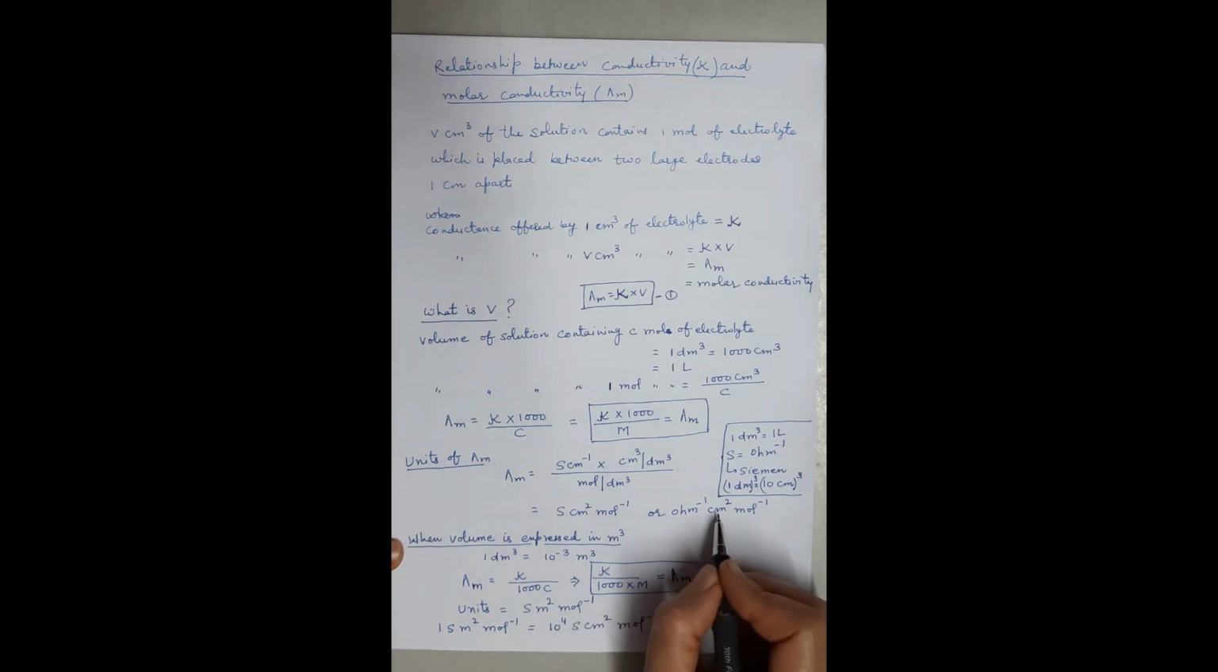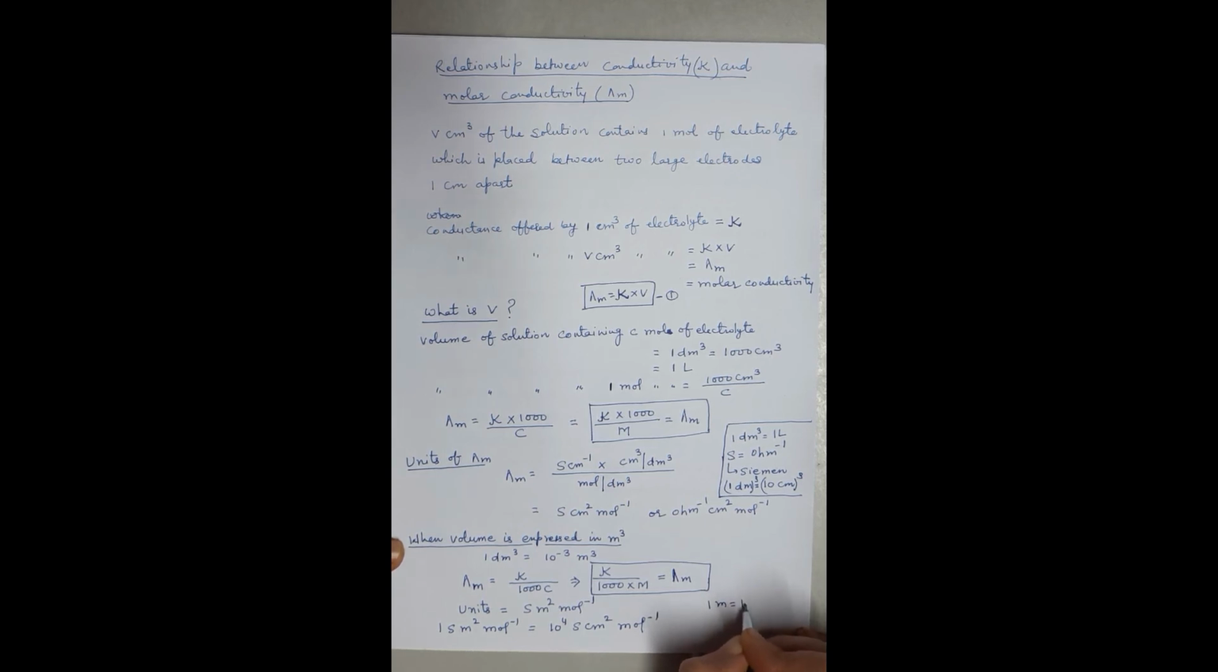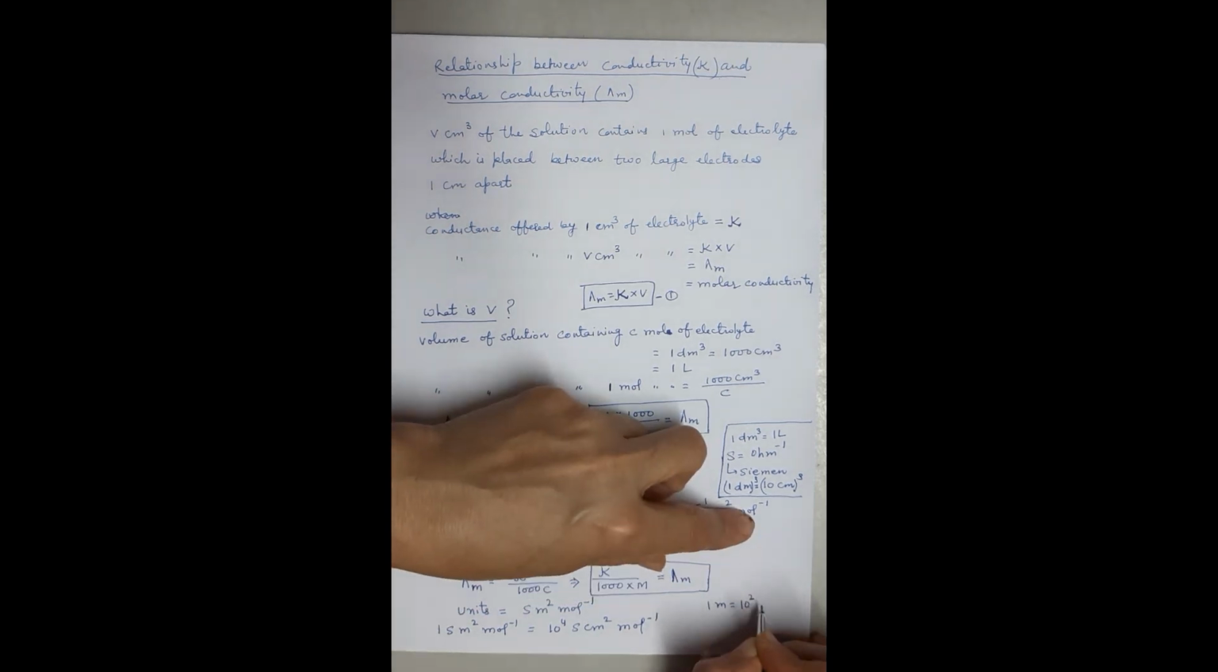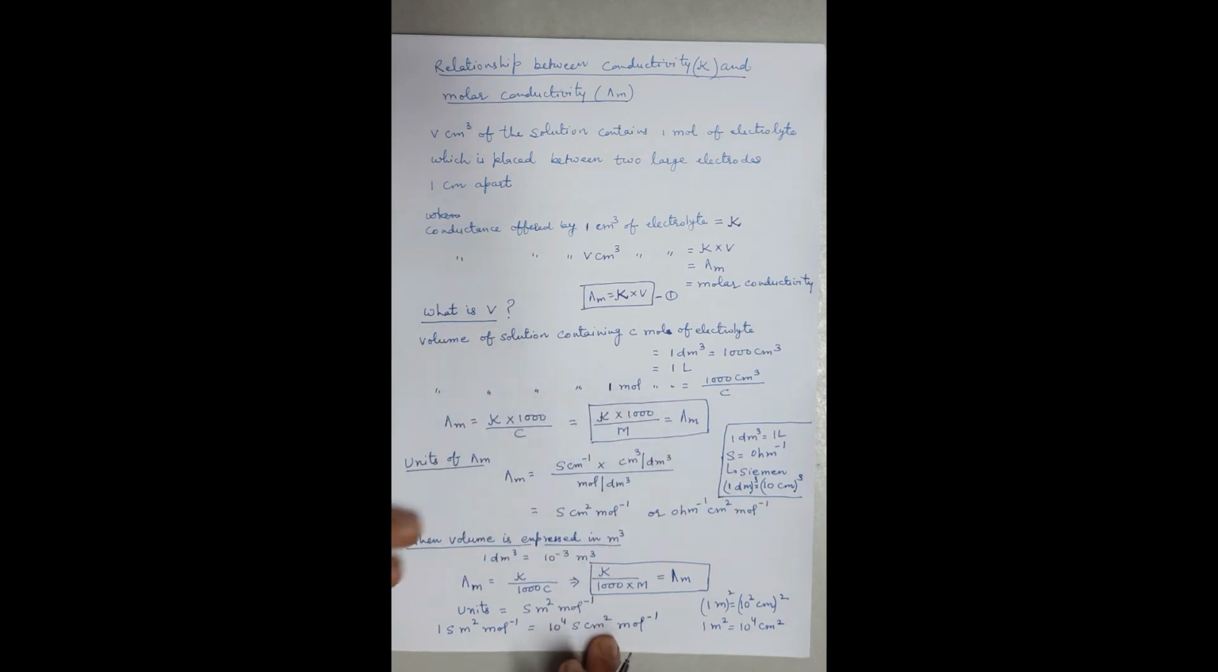And how will you convert this meter square unit into centimeter square? You already know 1 meter is equal to 10 raised to power 2 centimeter, and if I make the square on both the sides, it comes out to be 1 meter square is equal to 10 raised to power 4 centimeter square. So I'll say 1 Siemens meter square mole inverse is equal to 10 raised to power 4 Siemens centimeter square mole inverse.